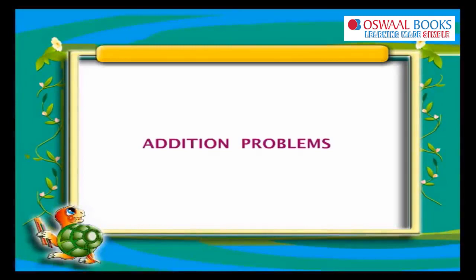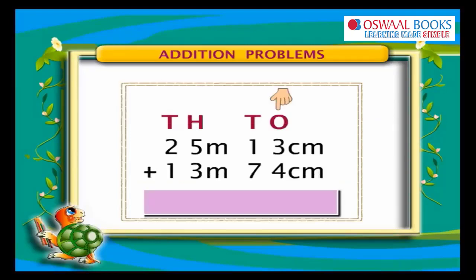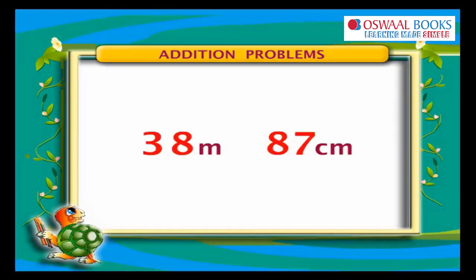Addition problems. Let us add the lengths of 2 ropes. One rope with a length of 25 meters and 13 centimeters, and the other rope with a length of 13 meters and 74 centimeters. Arrange the lengths in columns. Add ones first. We get 7. Add tens. We get 8. Add hundreds, we get 8. And thousands, we get 3. The total length of both the ropes is 38 meters and 87 centimeters.